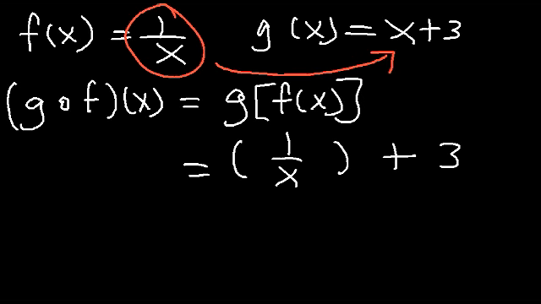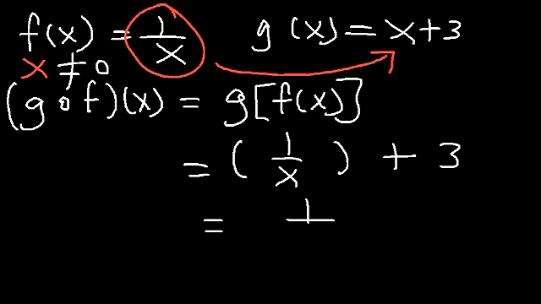So this time, f of x is the input function, and g of x is the output function. Now, the input function has a restriction. As we said before, x cannot equal 0 for f of x. So that restriction will exist for the composite function as well.